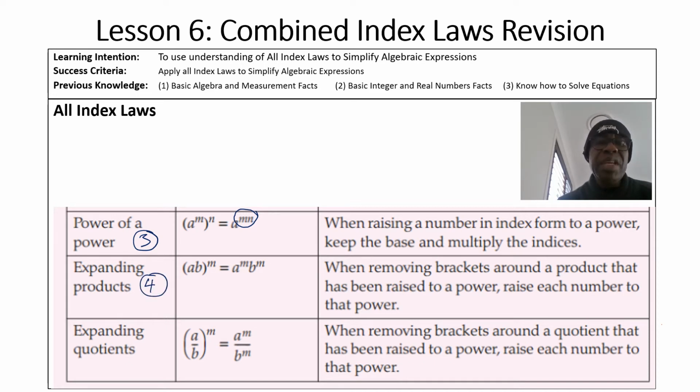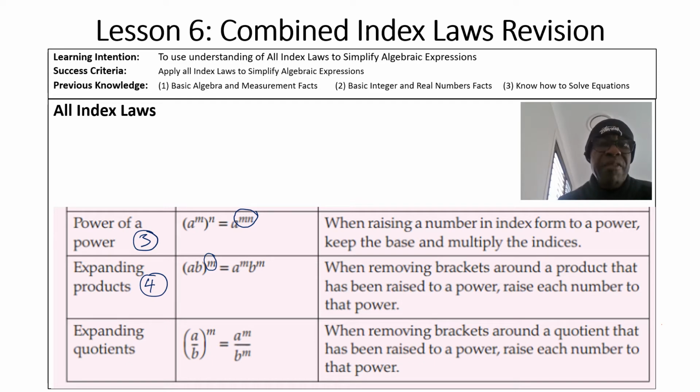When we're expanding brackets, that was our law 4. A times B to the power M means we distribute the power M to all the terms we have in the bracket. So A to the power M and B to the power M. We get rid of the bracket, and every term inside the bracket, we distribute the power to them.